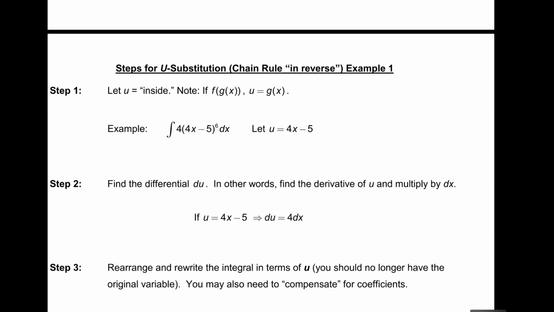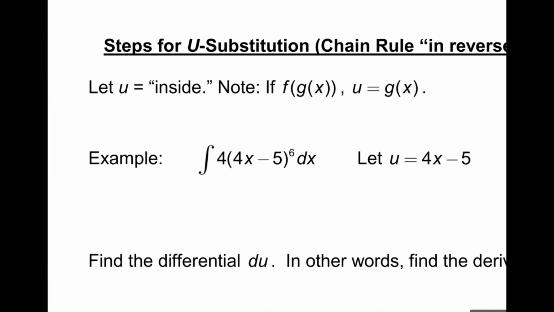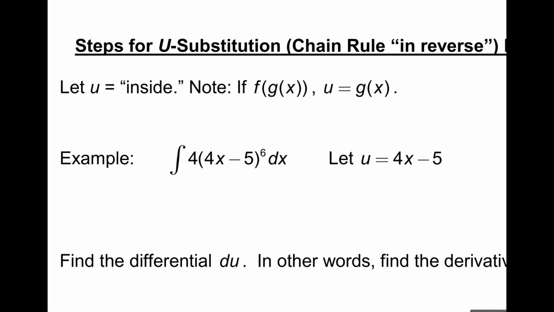Okay, let's go through this in really slow steps. So, steps for u substitution, aka the chain rule in reverse. So, we let u be the inside function. So, if we have f of g of x, the u is this inside portion, g of x. So, in this first example, I have 4x minus 5 inside the 6th power. So, I'll let u be 4x minus 5.